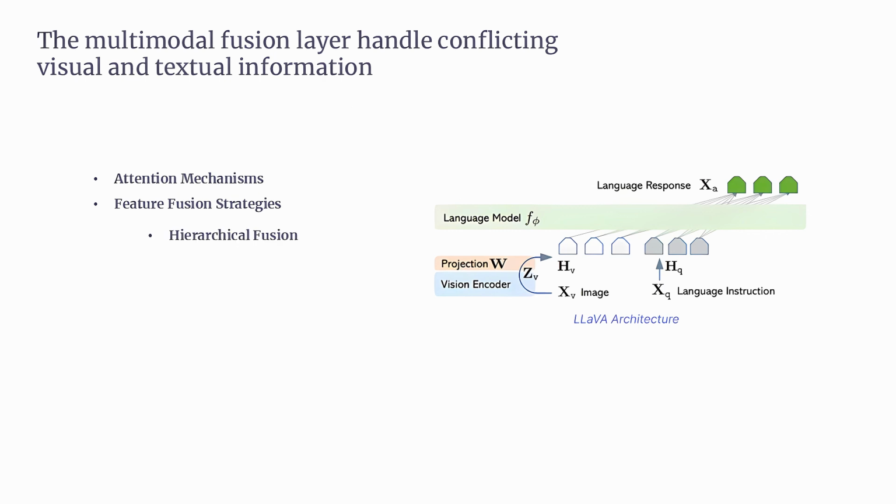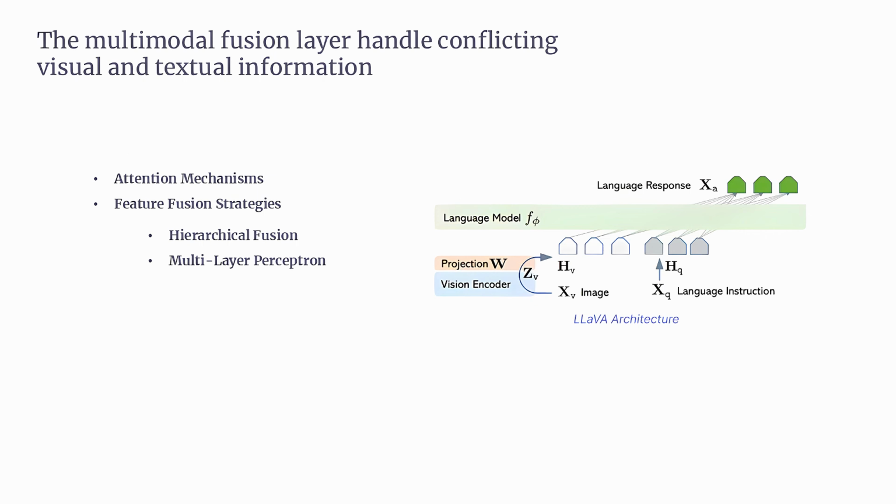The second, feature fusion strategies. 1. Hierarchical fusion. The fusion layer can use hierarchical fusion, which means it combines features at different levels of abstraction. For example, low-level features, such as edges and textures, are combined with high-level features, like object identities. This approach helps resolve conflicts by giving the model a richer context to work with, allowing it to better interpret the data.